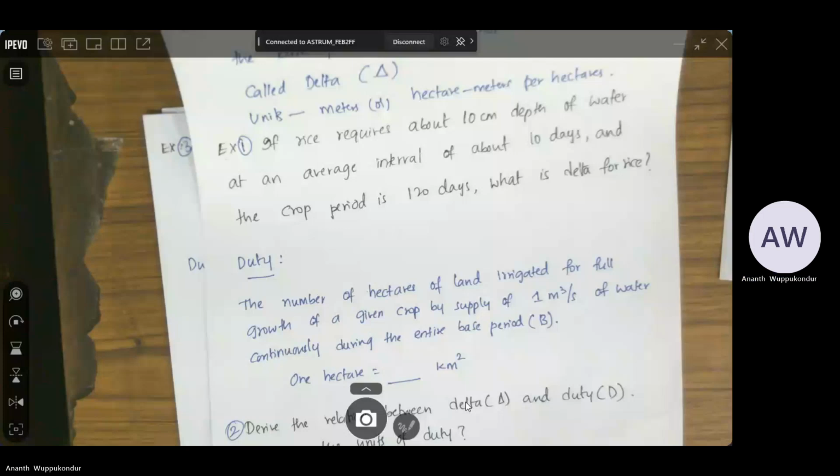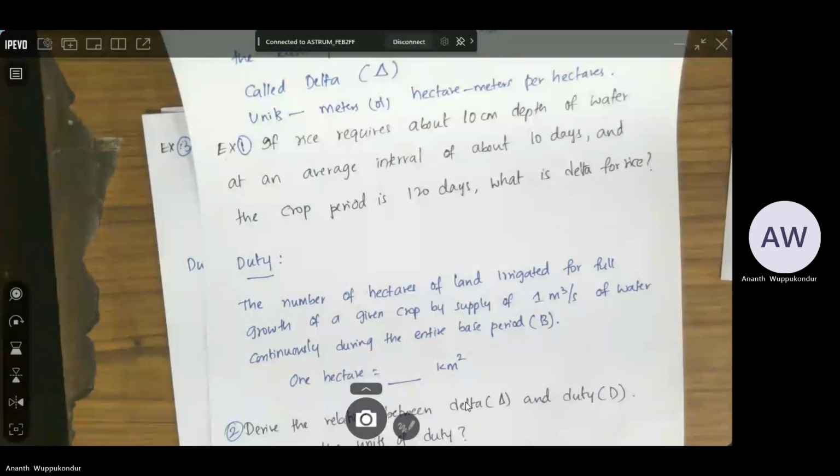So how do we define water requirements of crops? What is the water requirement? The amount of water which is required for the plant to grow, from the beginning, from the first watering. And how does this water requirement vary with geographical locations?